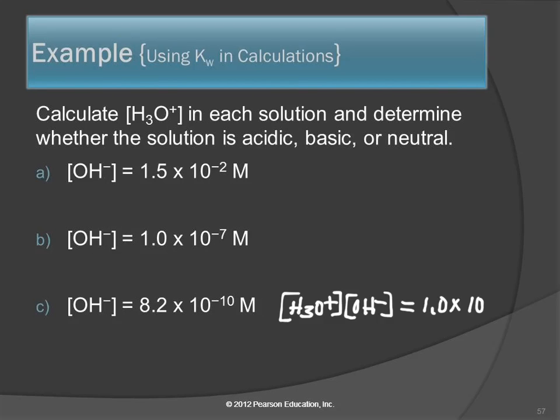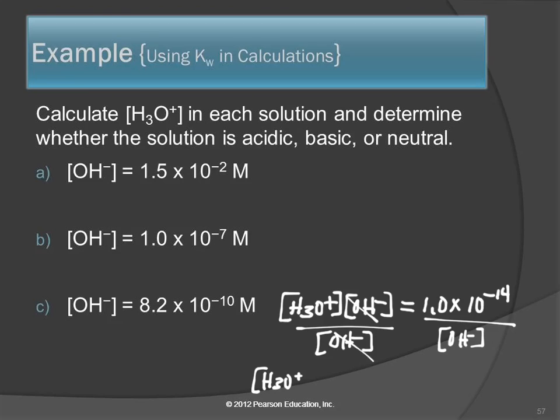1.0 times 10 to the minus 14. We know the hydroxide ion. We just need to rearrange this equation and solve for hydronium ion. So we'll divide by hydroxide on that side, and we'll divide by hydroxide on this side. Those cancel out. So this is very much like what we did in chapter 15. In fact, it's exactly the same thing. So 1 times 10 to the minus 14 divided by 8.2 times 10 to the minus 10. Now, you just need to be careful that you're using your calculator and scientific notation correctly, otherwise you will get the wrong answer.